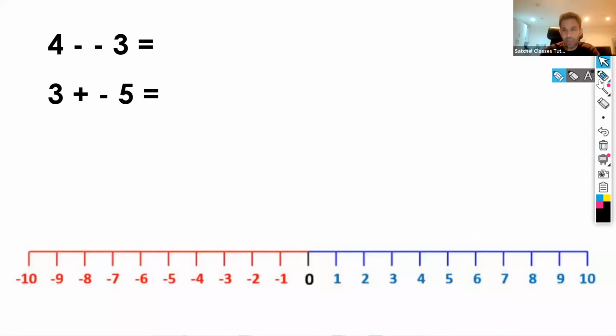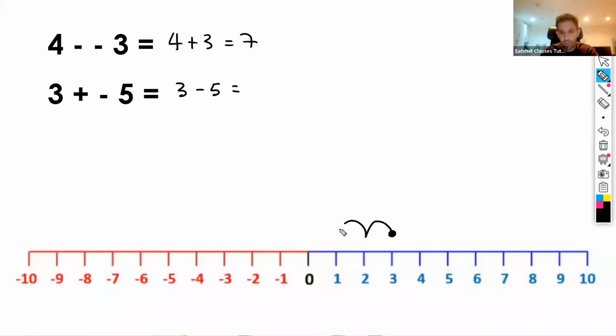So 3 plus -5. Now we have a positive and a negative, so that's going to become negative. So it's 3 minus 5. And now we're starting at 3. And if we subtract 5, we're going to go 1, 2, 3, 4, 5 back. So we end up with -2. All right, let's try another one.